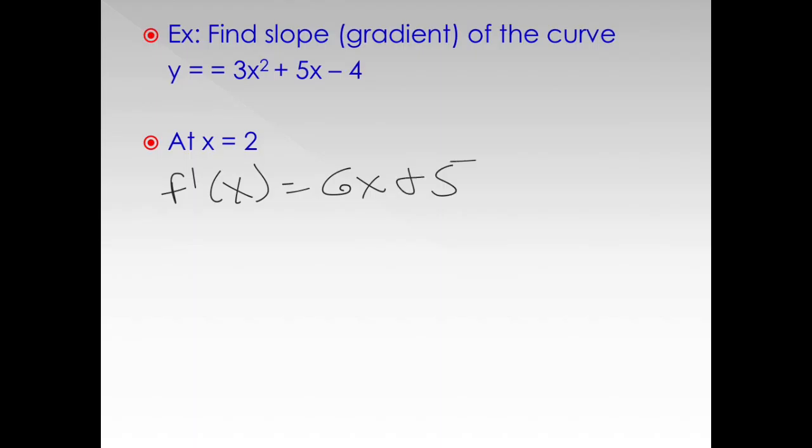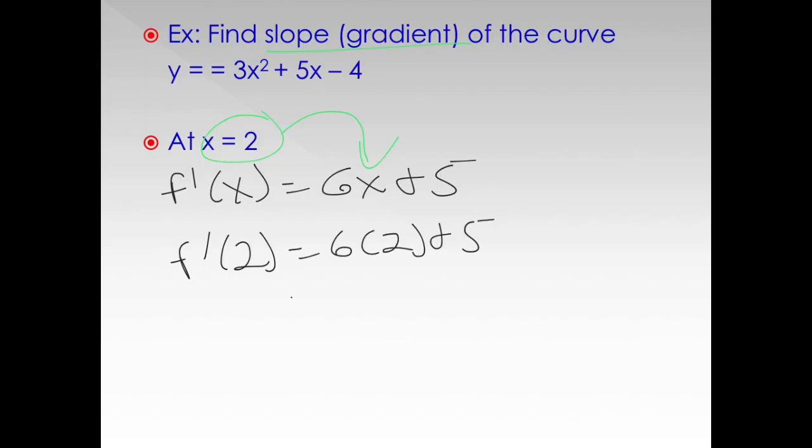Now that I have my derivative, I can then take the x value and plug it into that derivative function to tell me what the gradient or the slope of the tangent line is going to be at x equals 2. So we have f prime of 2 is then going to equal 6 times 2 plus 5, which is 17. So what that means is, again, the slope of the tangent line at x equals 2 is 17, which is the instantaneous rate of change at that moment.